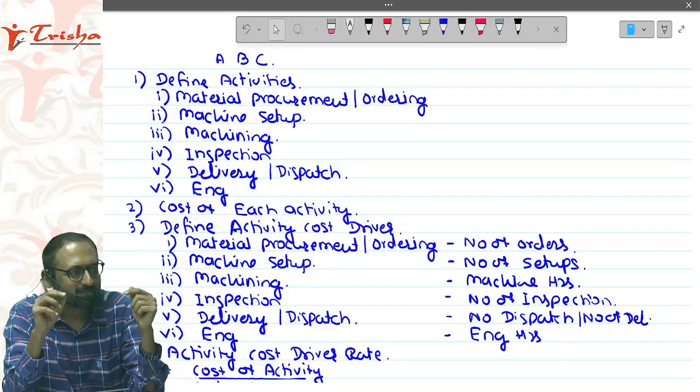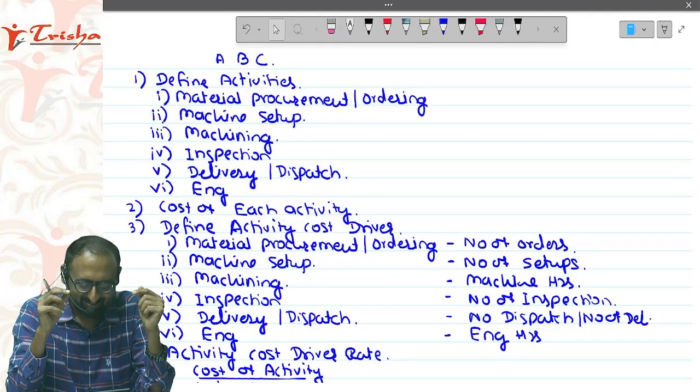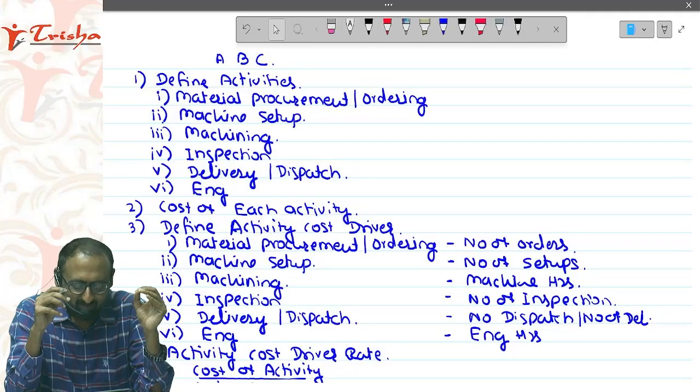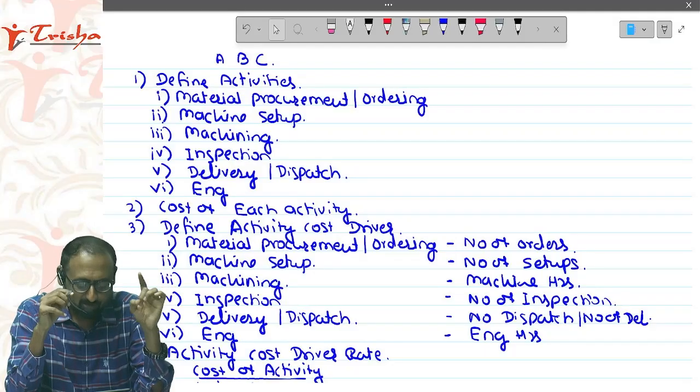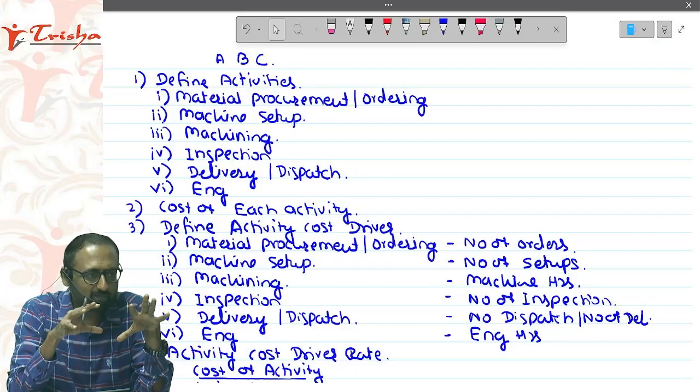Switch on the fan, no problem. Yes, yes, concentrate.